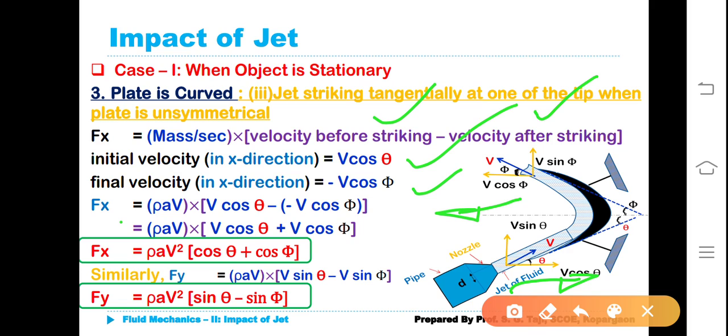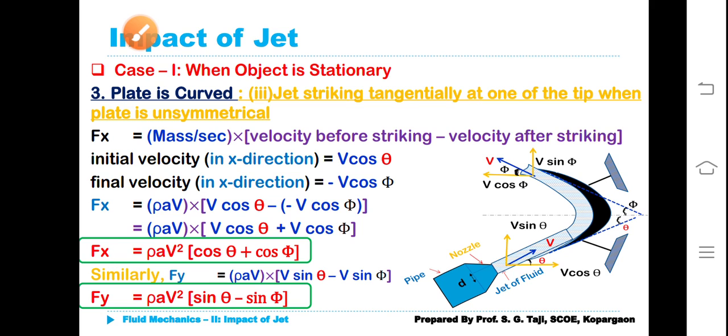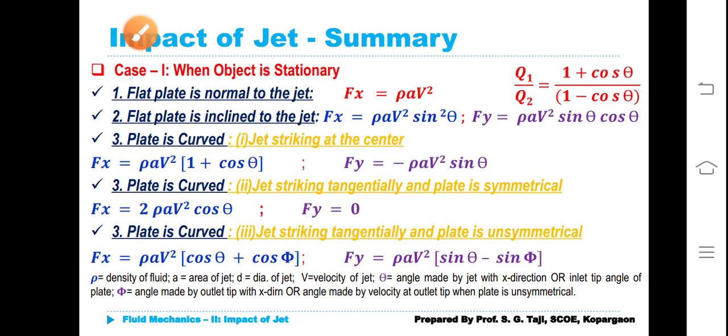Is it clear? Therefore, Fx is equal to, if you substitute the values, rho a v squared (cos theta plus cos phi). Similarly, Fy is equal to rho a v squared (sin theta minus sin phi). Is it clear? Here it is cos theta plus cos phi; in the y direction, it is sin theta minus sin phi. When you write it on paper step by step, you feel very comfortable and convenient to understand. We have to write and practice, no other way.